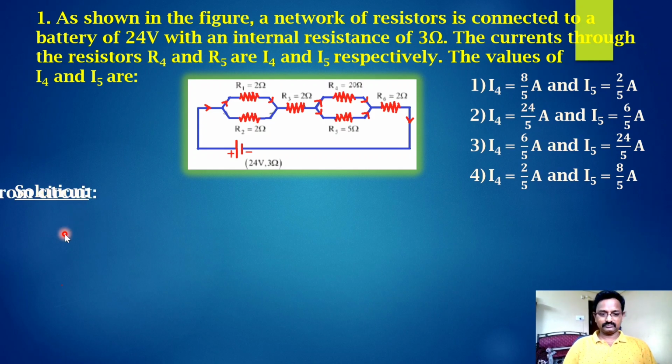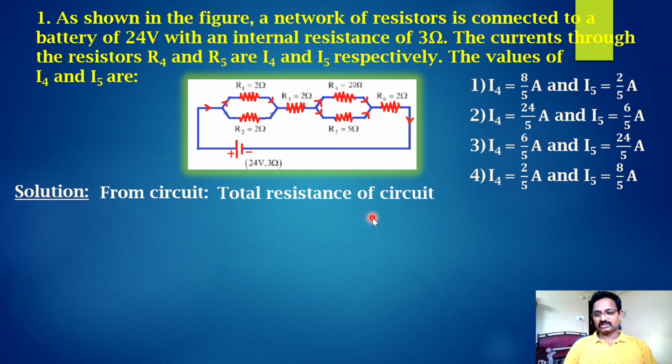Solution. From the circuit, we will calculate the total resistance. That is, total resistance is equal to 3 plus 1 plus 2 plus 4 plus 2, that is equal to 12 ohm. How did we get this? Look here. See, the cell internal resistance is 3 ohm. Then R1 and R2 are connected in parallel. Their equivalent resistance is R by 2, that is 2 by 2, 1. So we got 1 here.